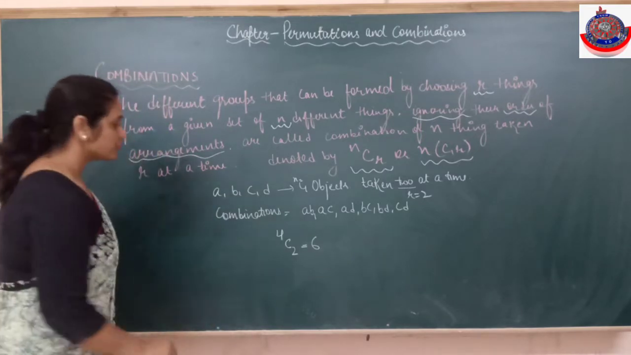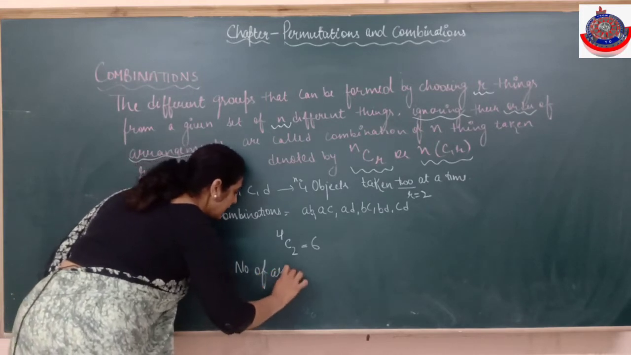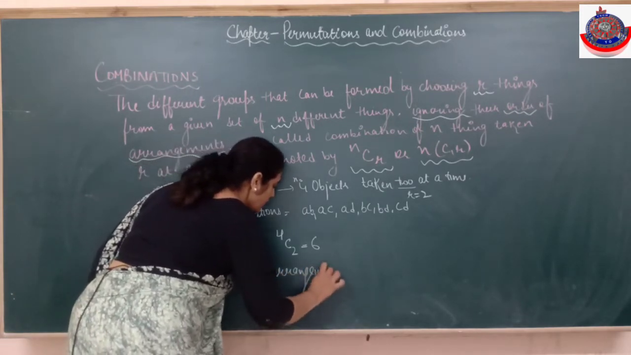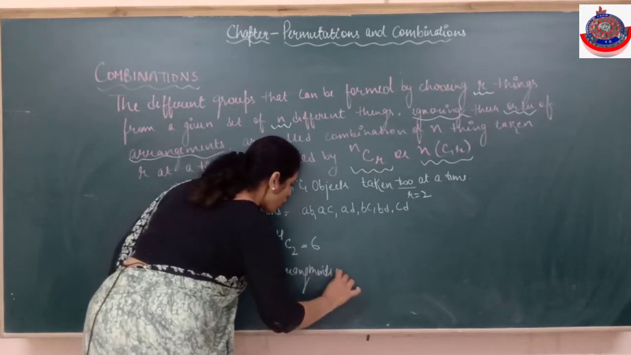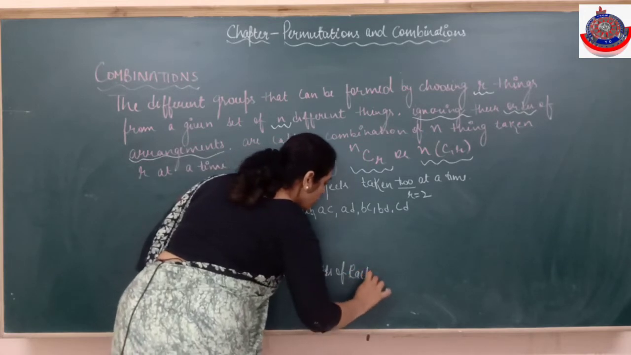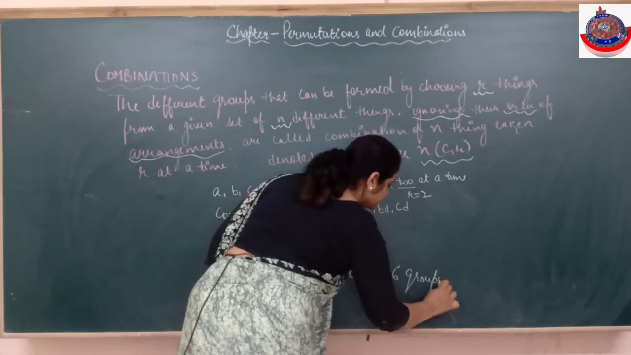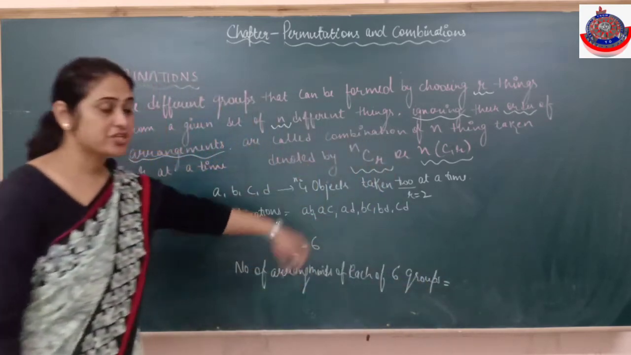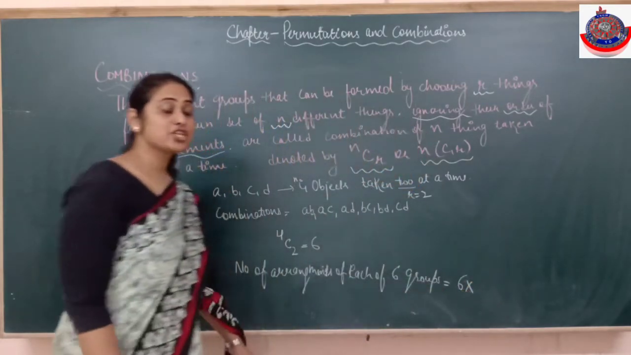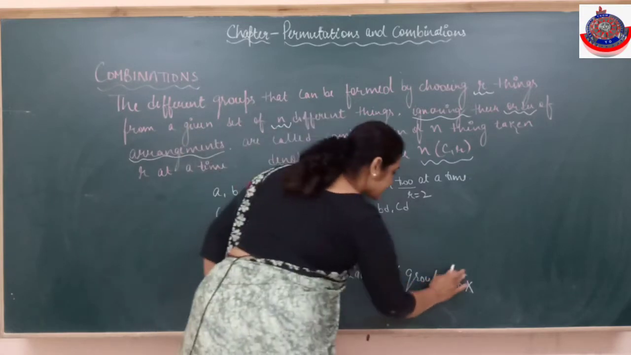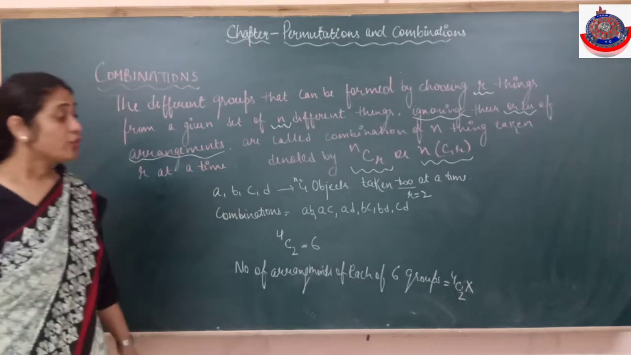Now let's talk about the permutations. The number of arrangements of each of the 6 groups mentioned above. Selection we have done in 6 ways. That is denoted by 4C2, that 6 is the answer, we will write 4C2.